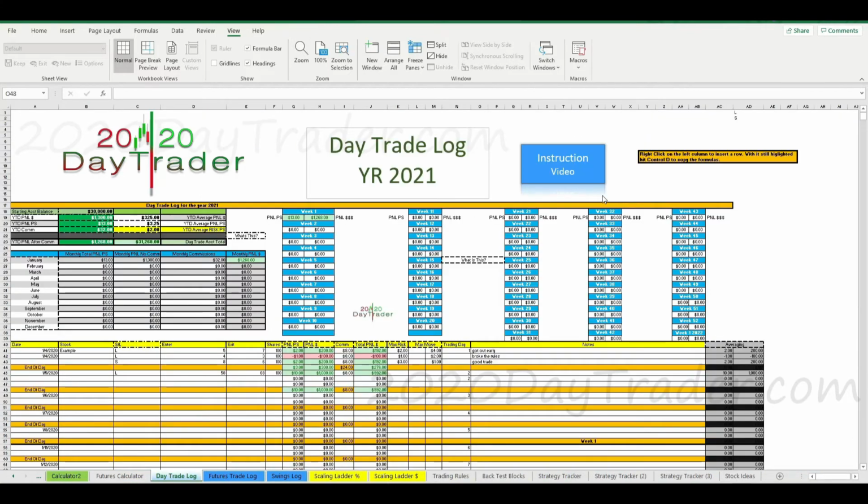And on my log, every page has an instruction video, so on that page, you can click on that button and learn everything you need to know to use that page. And if something's not on there and you have one of my logs, just shoot me an email and I'll see if I can help you out.